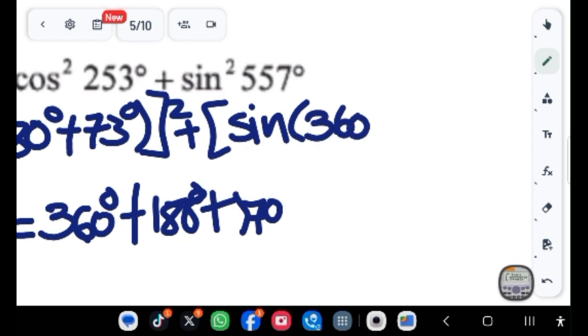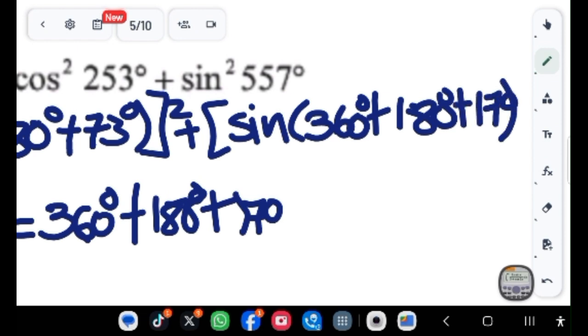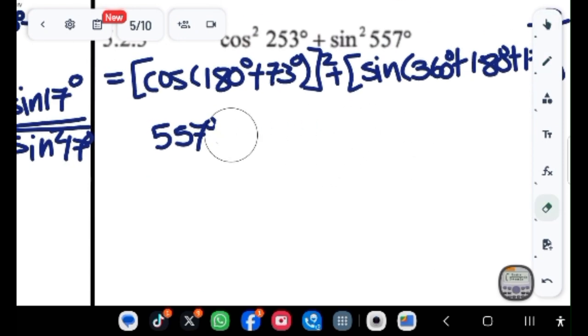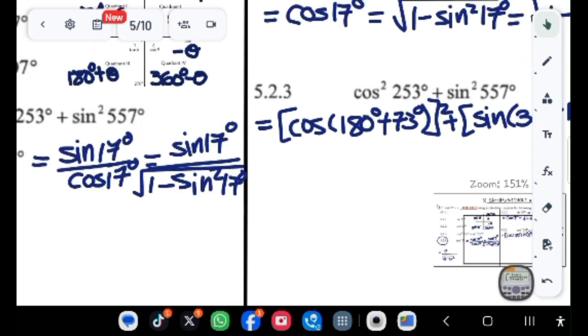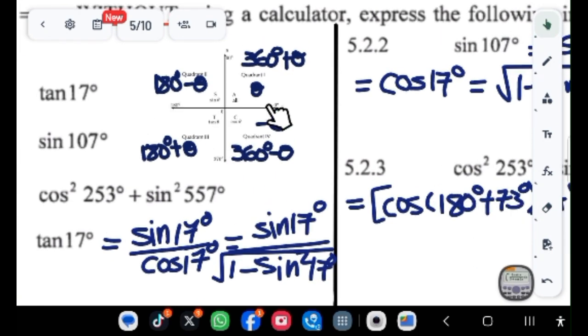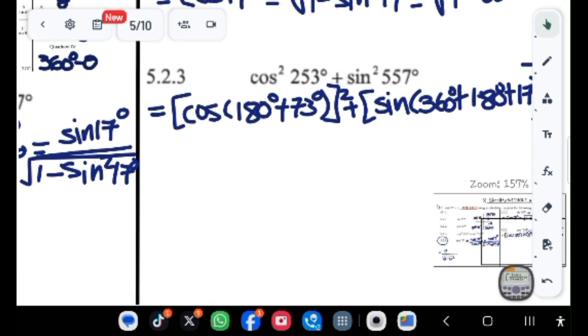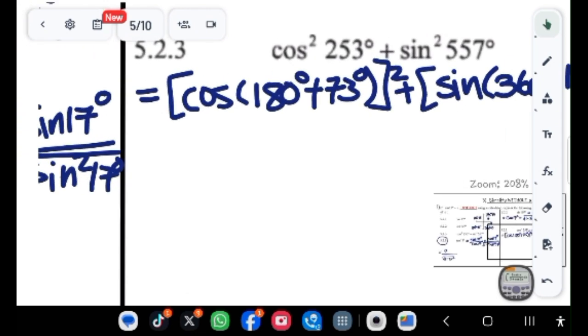360 plus 180 plus 17 degrees. Okay, it's all squared. So we square it. Now we know that 360 means a revolution, so meaning that you go one revolution 360, so that will be 360 plus 180 plus 17. It lands us in the third quadrant where sine is negative. All right, so that's how we reduce that.